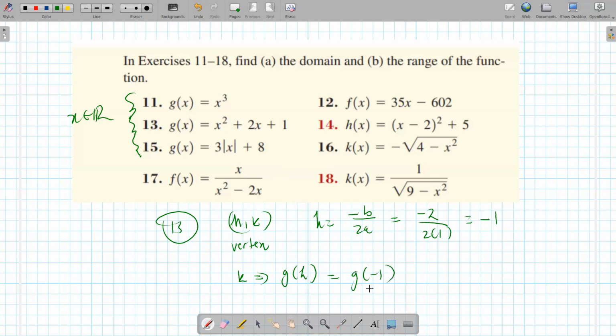And k is just stretch or compression? No, no, no. k is the vertical shift. h is the horizontal shift. k is the vertical shift. So I got h as -1, and then I got k as 0. So the vertex is at -1 and 0. You plug h back into the equation as x, and that will give you k.